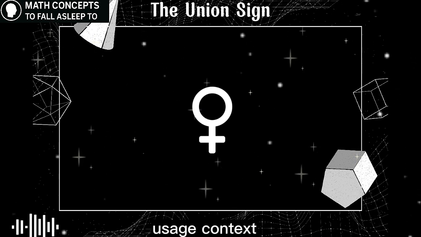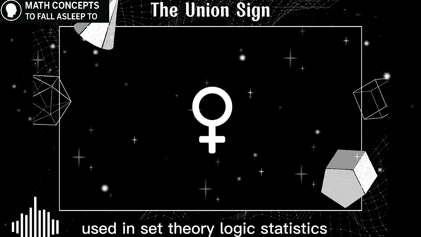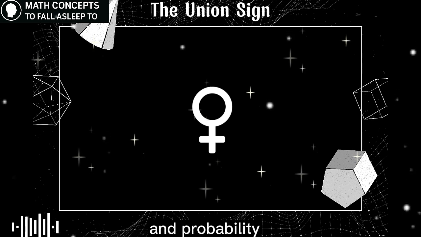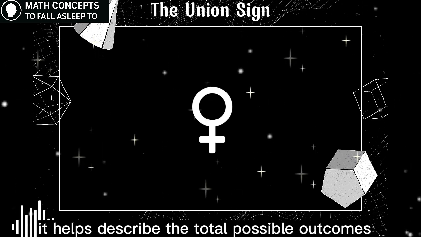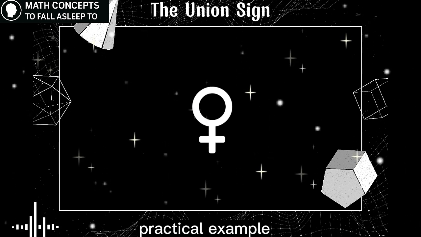Usage context. Used in set theory, logic, statistics, database filtering, probability, and information systems. It's perfect for narrowing down shared characteristics or matching multiple conditions.